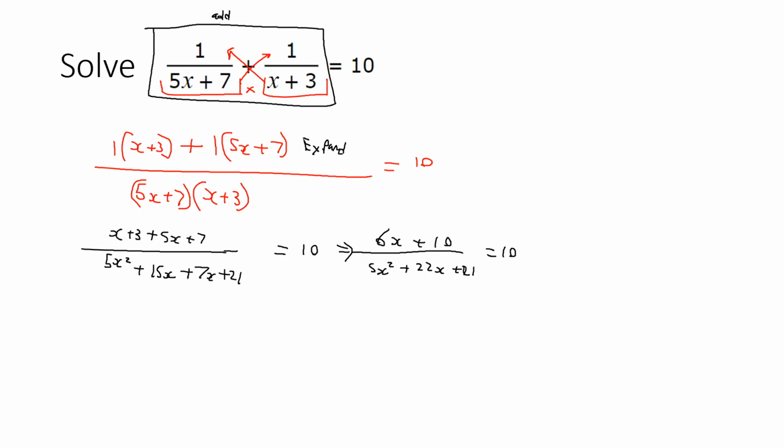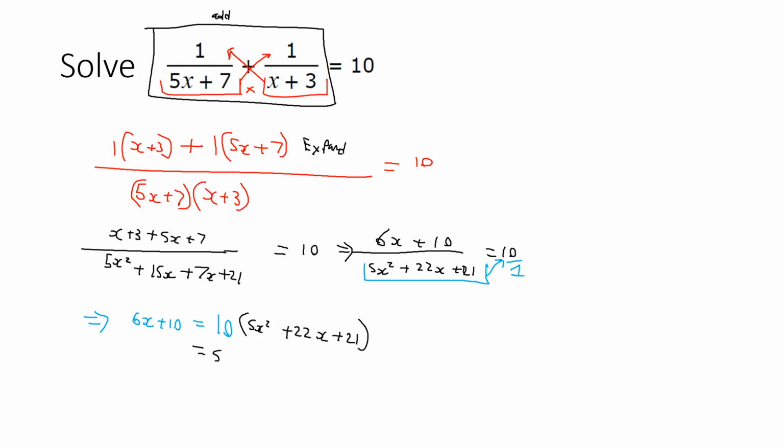Sure. Now what we need to do is, it's the exact same as when we did the fractions, only this 10 is divided by 1, so all we can do is just put this on the other side by multiplying it. When we do that, we get 6x plus 10 is equal to 10 times, are you ready? 5x squared plus 22x plus 21, and then we can expand that.